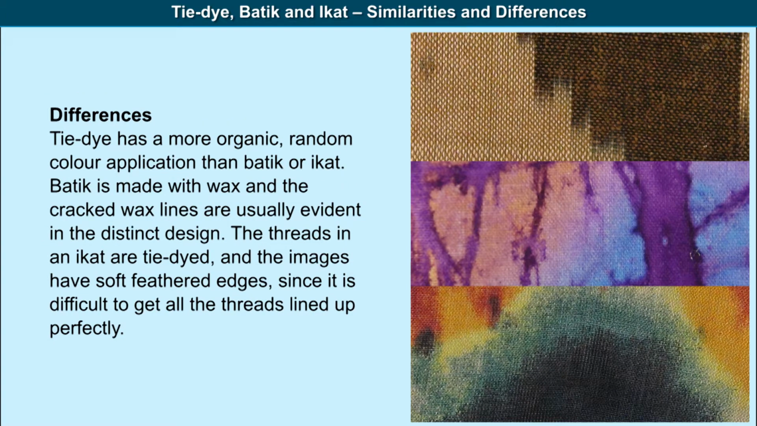Tie and dye has a more organic, random color application than batik or ikat. Batik is made with wax, and the cracked wax lines are usually evident in the distinct design. The threads in an ikat are tie-dyed, and the images have soft feathered edges, since it is difficult to get all the threads lined up perfectly.